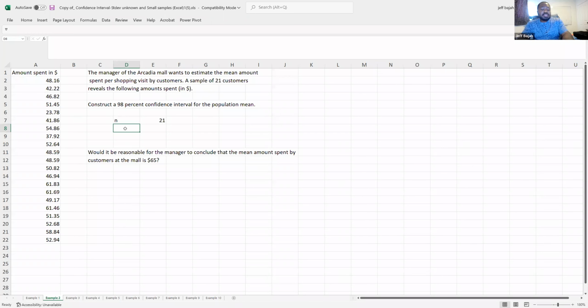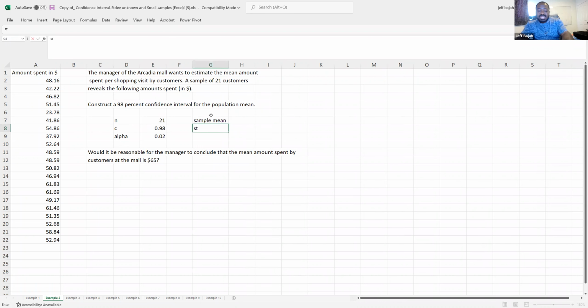And then we know that our level of confidence is 98%. We know that that means our alpha is going to be 0.02. Now, we're not given our sample mean, so that's one thing that we need to find. We're also not given our standard deviation or sample standard deviation, which we have to find. Now, we have the sample here.